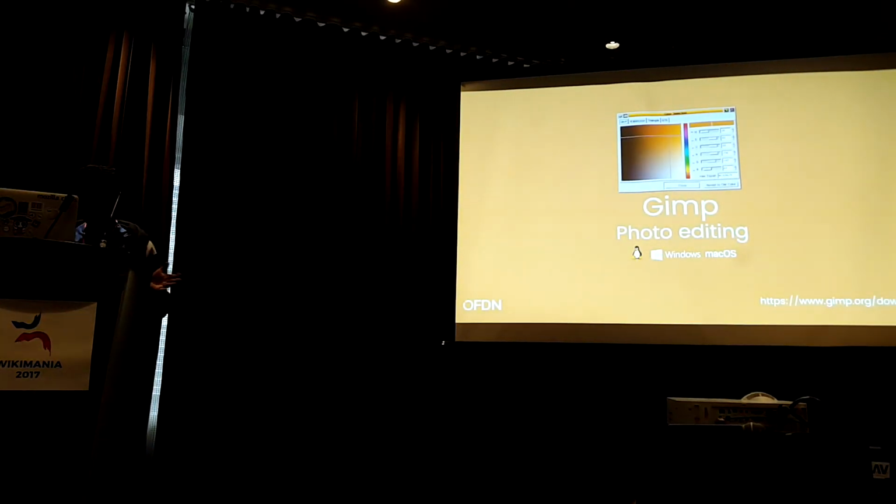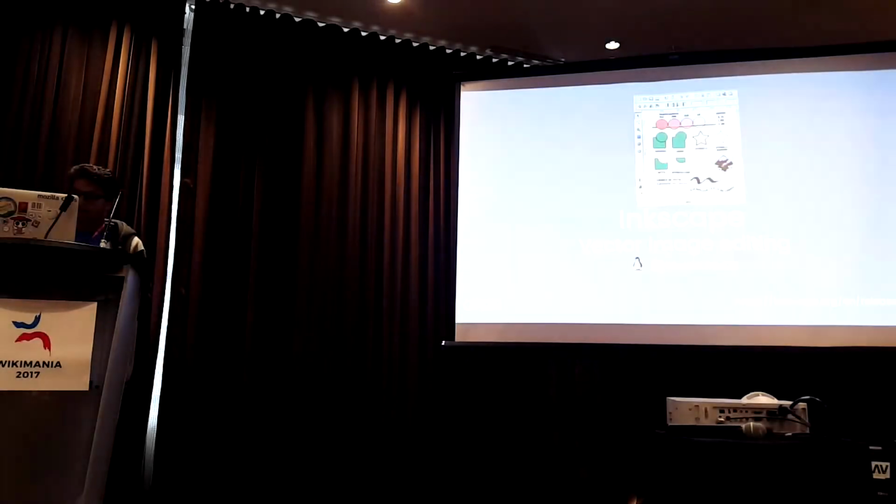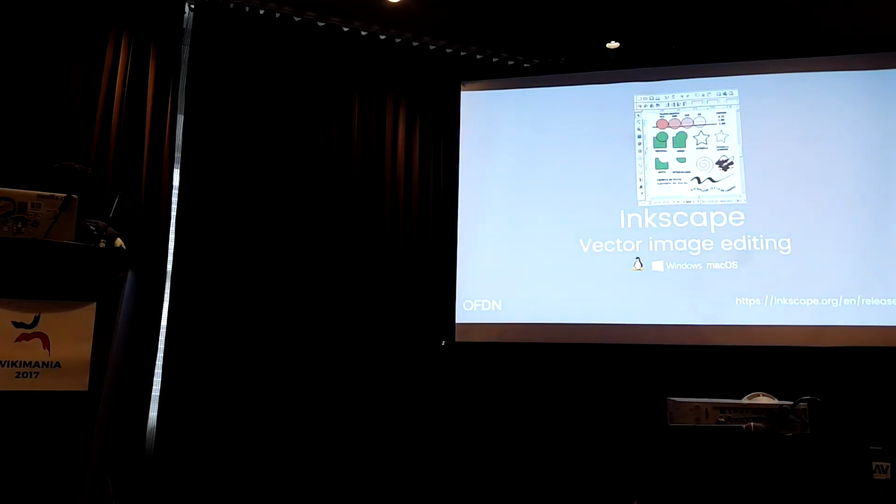GIMP is a great tool for photo editing, and it's as good as Photoshop. It's available again on all platforms. Inkscape is great for vector image editing. So if you're creating a vector image of anything for Wikipedia, this is a great tool.